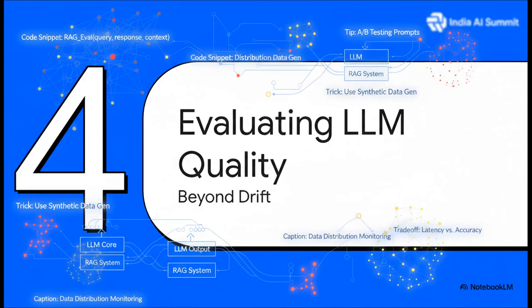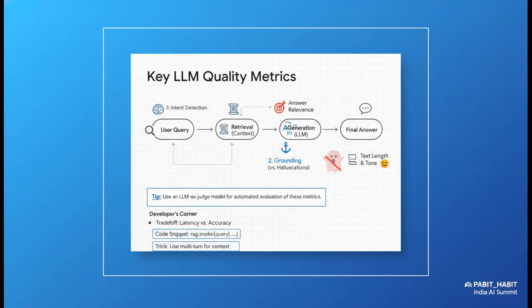All right, so we've covered the input data, but we can't stop there. Especially when we're talking about LLMs and RAG systems, quality is a much bigger, much fuzzier concept than just checking if data distributions are stable. With any LLM pipeline, you have to constantly ask yourself these kinds of questions.